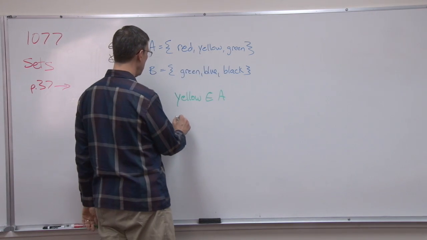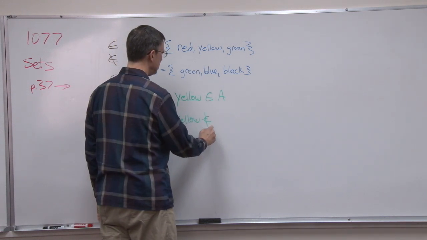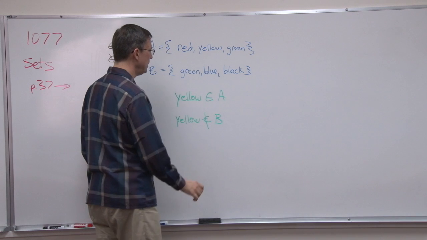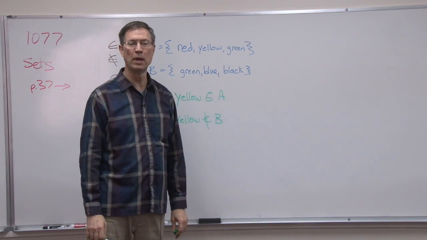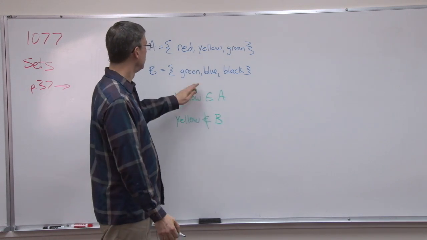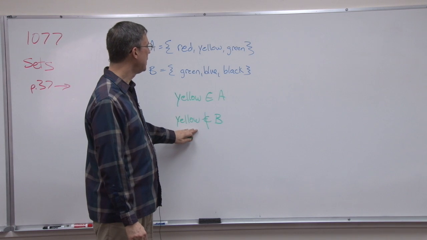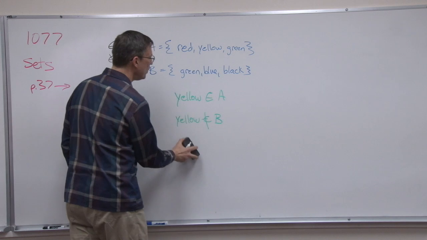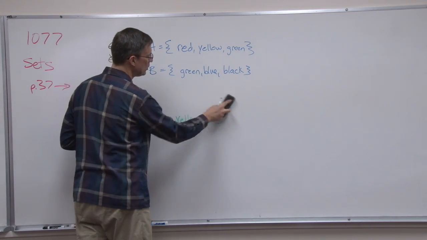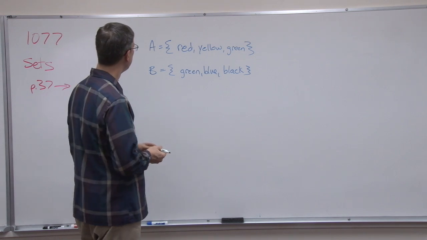I could say yellow is not an element of set B, because notice set B only has these 3 in them: green, blue, and black. No yellow. So yellow is not an element of set B. That is a true statement. All right. So we use the element symbol if we're just talking about one member of the set.